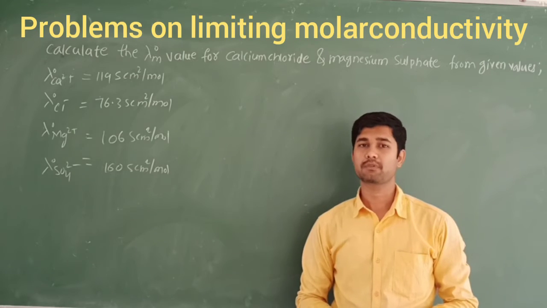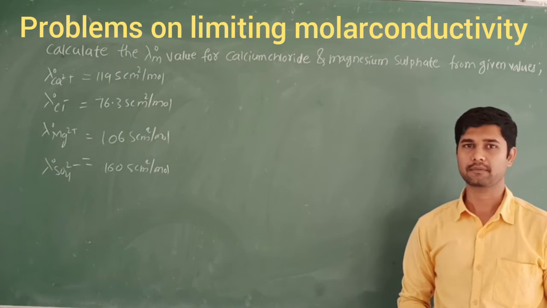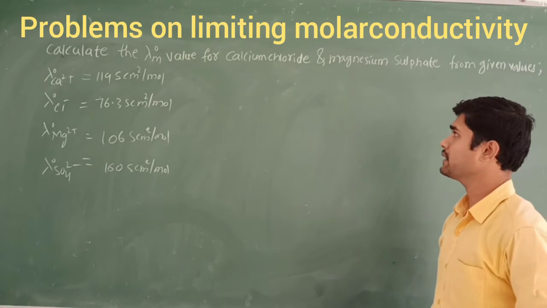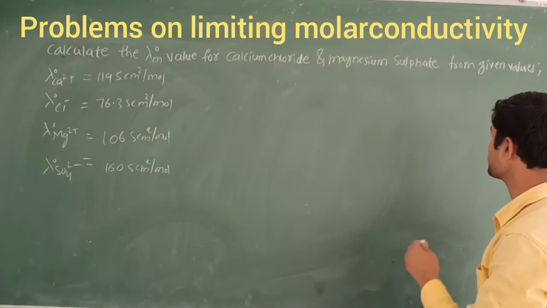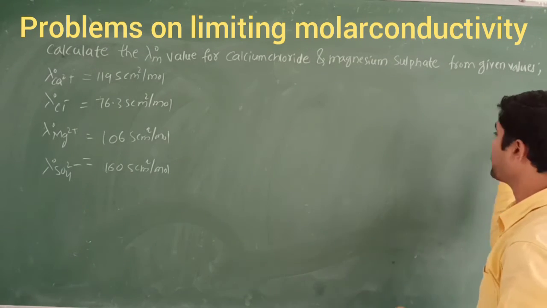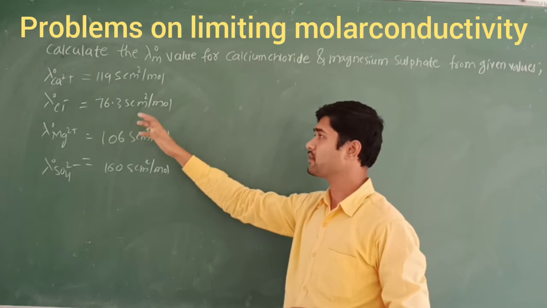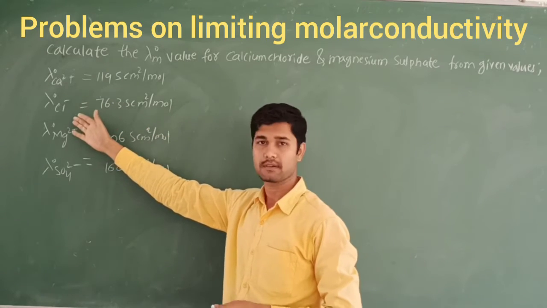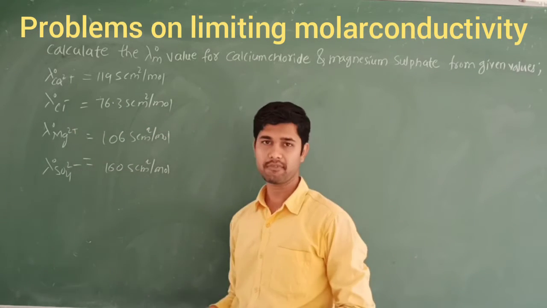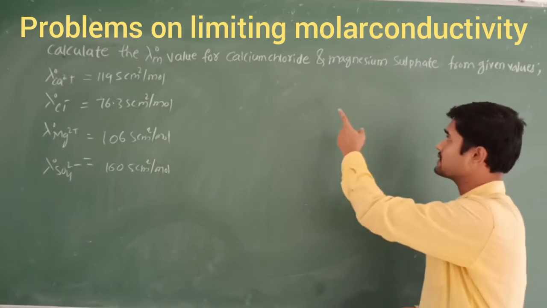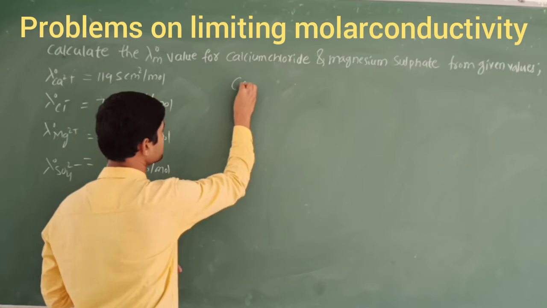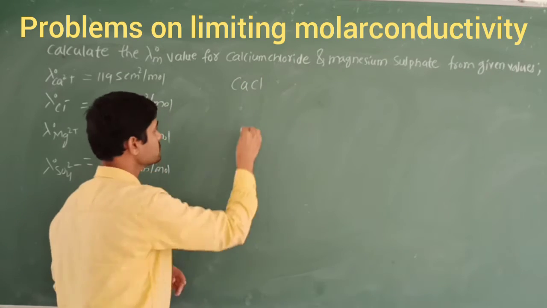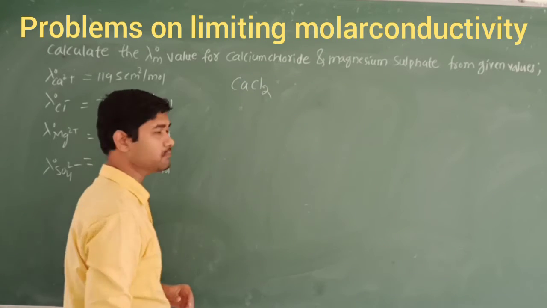Let's solve a simple problem on the limiting molar conductivity. Calculate the limiting molar conductivity for calcium chloride as well as magnesium sulfate from the given values. They give the values for the individual ions: calcium, chloride, magnesium and sulfate. Let's start with calcium chloride. First we should write the reaction. Calcium chloride is written as CaCl2.